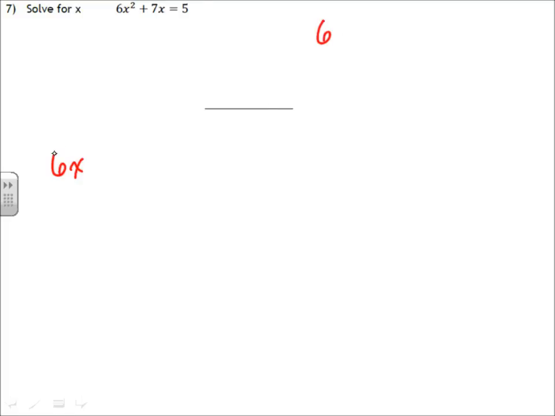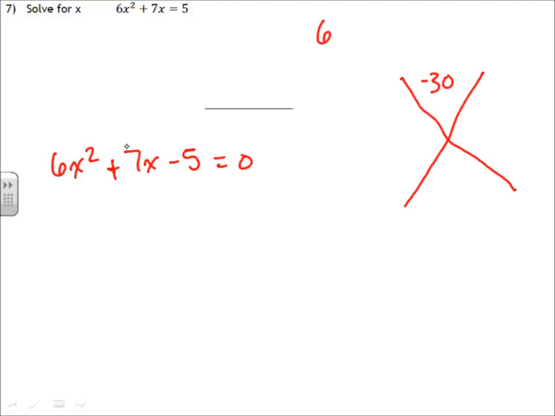This will become 6x squared plus 7x, and I'm subtracting 5 from each side, and that will equal 0. So we're going to go ahead and factor this. Using my AC method of factoring, the product of A and C, 6 and negative 5, is negative 30, and B, my linear coefficient, is 7.